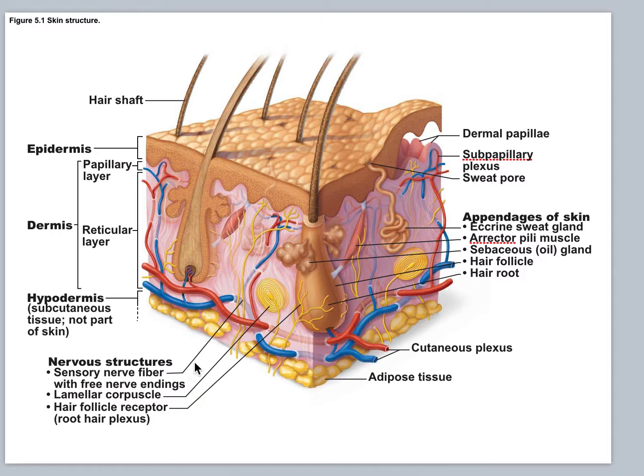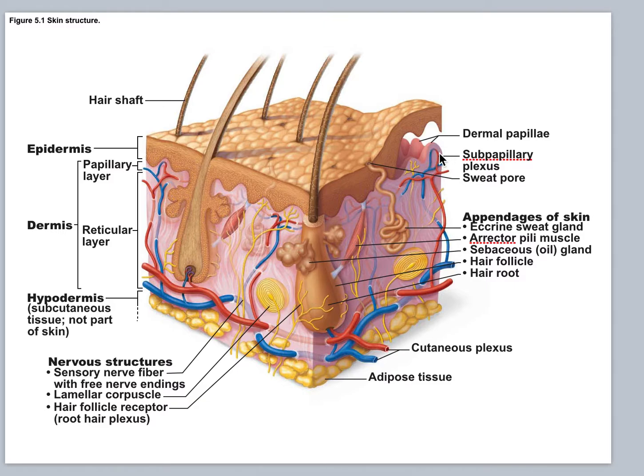There's also, this is a nerve component. This is called a lamellar corpuscle or a Pacinian corpuscle. It looks like the rings of an onion. But that senses pressure. That's a pressure sensor. And it's connected through a nerve. And hair follicle receptors, these are nerves that innervate the hair follicle. So this is why you feel pain when you pluck a hair out.